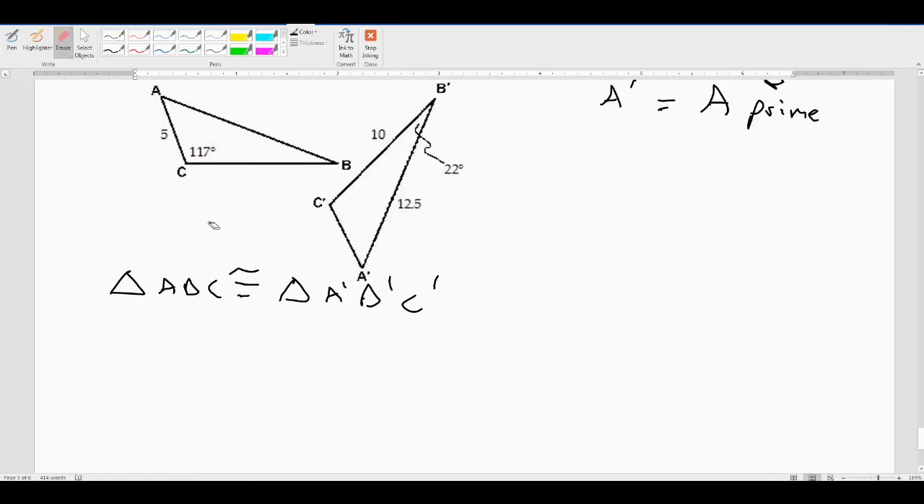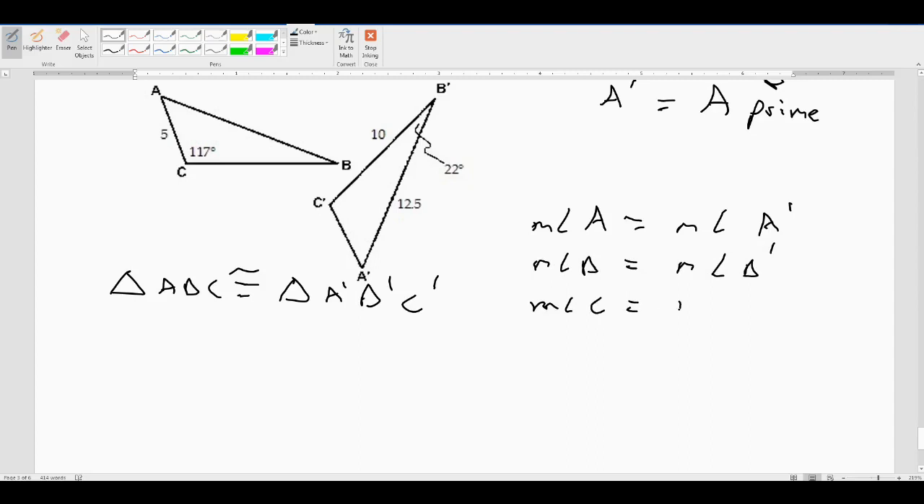These two triangles are congruent. So that means, if I write out everything I need to write out, that measure of angle A is equal to measure of angle A prime. So the measure of angle B is equal to the measure of angle B prime. The measure of angle C is equal to the measure of angle C prime. Notice how I have this written out. It's written out based on the angles that they correspond to. A corresponds to A prime, B corresponds to B prime, C corresponds to C prime. I must write it correctly.